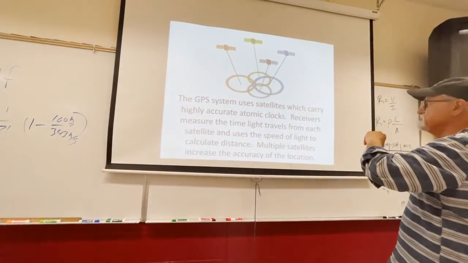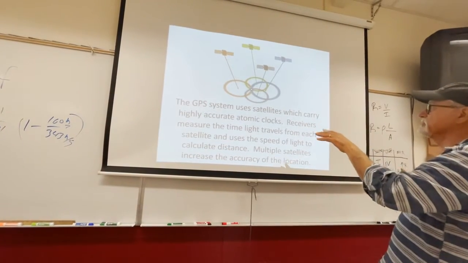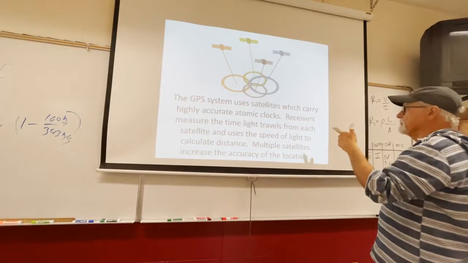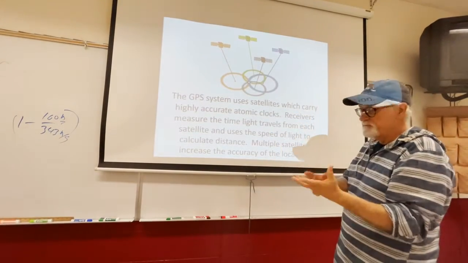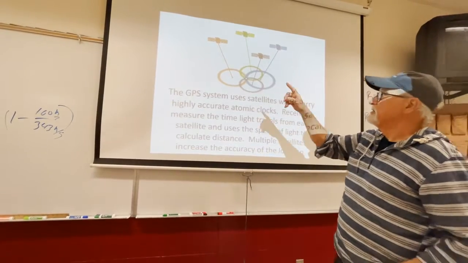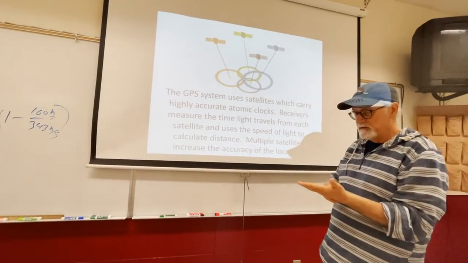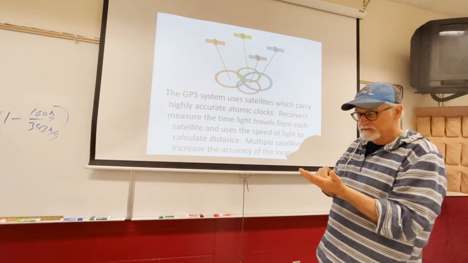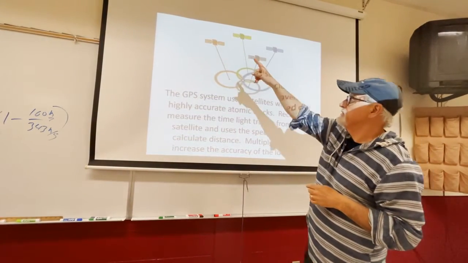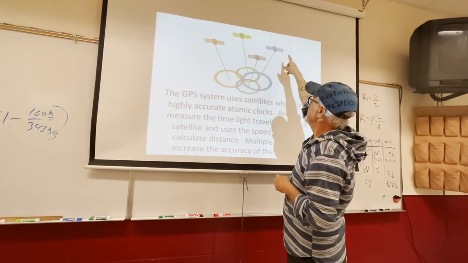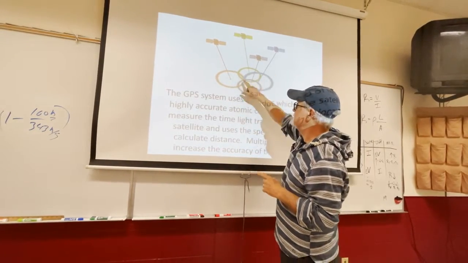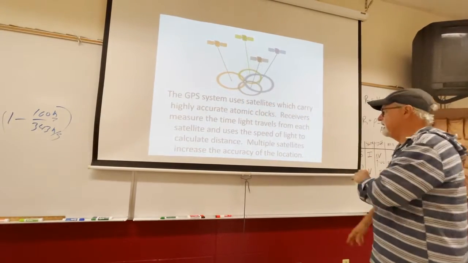The GPS system uses satellites which carry highly accurate atomic clocks. The receiver, your GPS receiver, measures the time light travels from each satellite. So it gets to the receiver with a time stamp, and the receiver checks that against its time stamp, and so it can say how far it is from this satellite, and this satellite, and this satellite. And so what you get is circles, and where they intersect. Not 3, but 4.